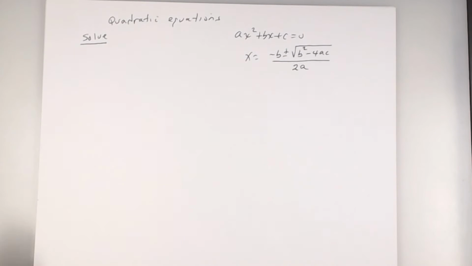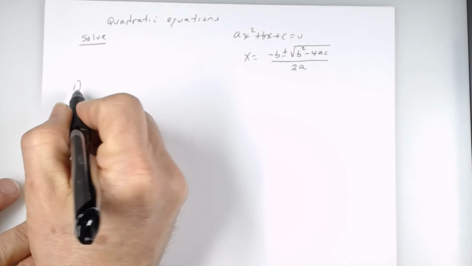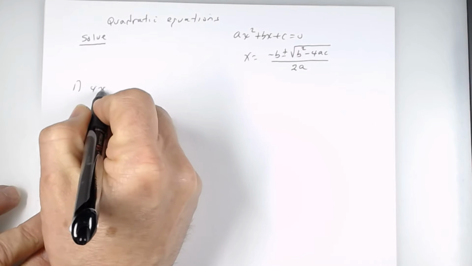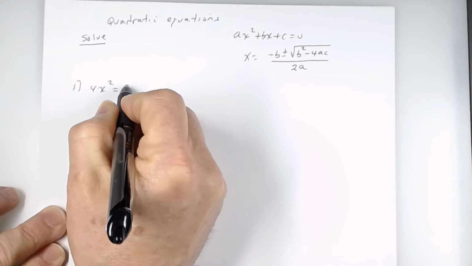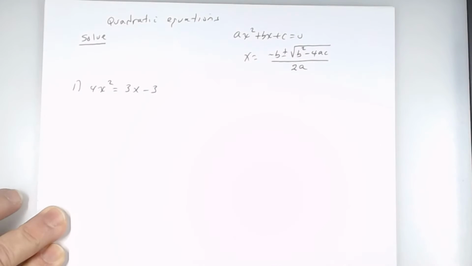Okay, so number one, let's suppose we had this. We had 4x squared equal 3x minus 3. 4x squared equal 3x minus 3. Okay, so if you're going to solve this equation using the quadratic formula, what must you do first? Put it in standard form.